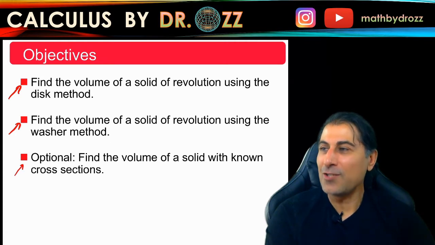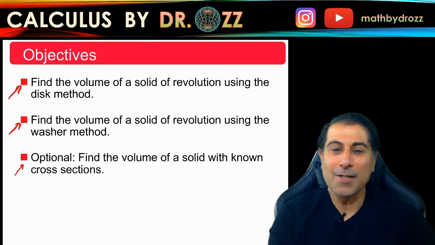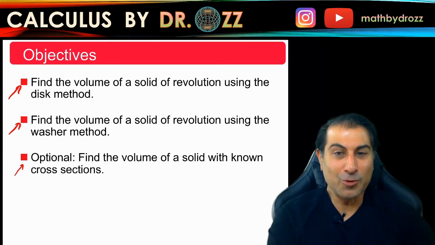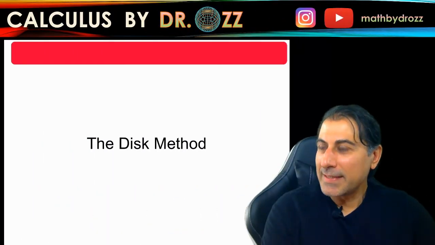And in the second video, you will see how we're going to tweak that formula to come up with the volume of a solid of revolution using the washer method. All right, let's get started with the disk method.